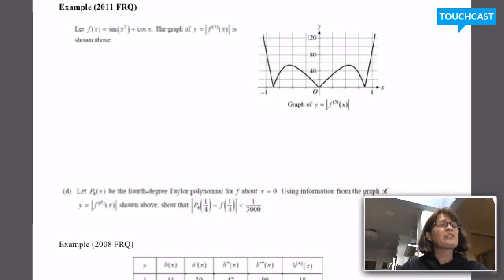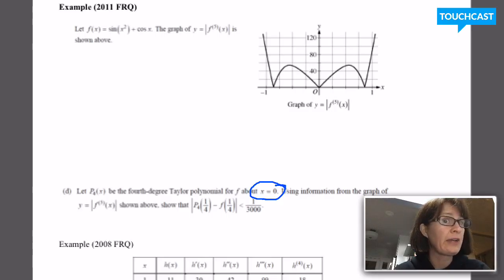Now we have enough information to answer the last part of the question that we were working on in the last video. So I have the same problem. We made a Taylor series in the last video for f of x by combining a Taylor series for sine of x squared and cosine of x. And now we've been asked if p sub 4 of x is the fourth degree Taylor polynomial for f about x equals 0, use information from this graph of the fifth derivative of f to show that, ooh, that looks kind of scary.